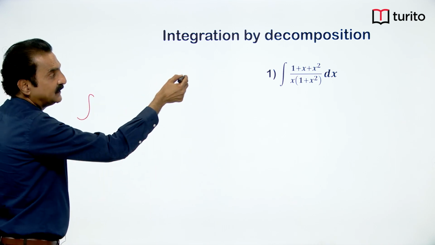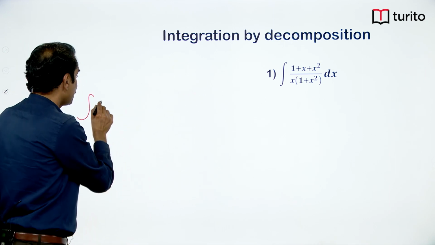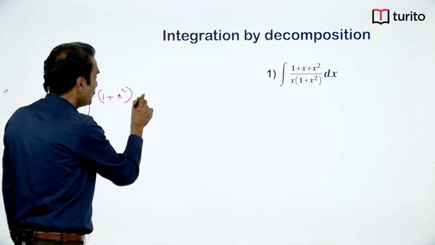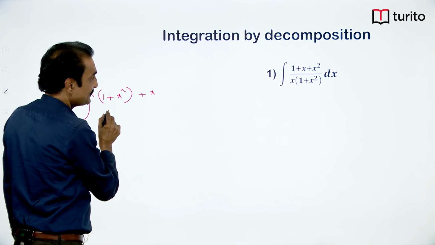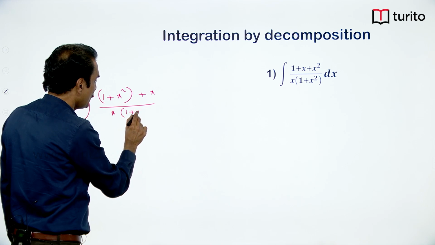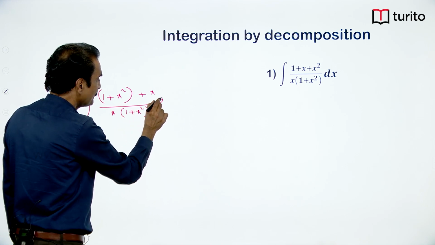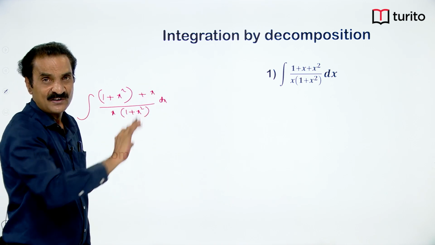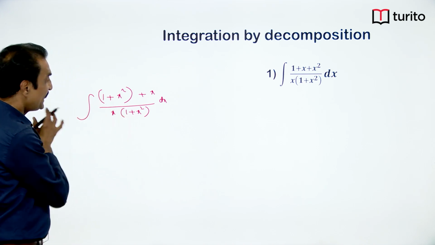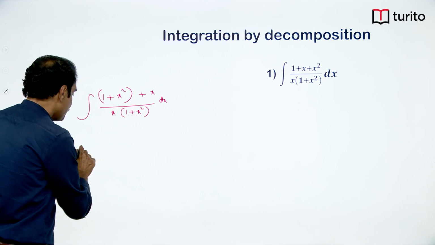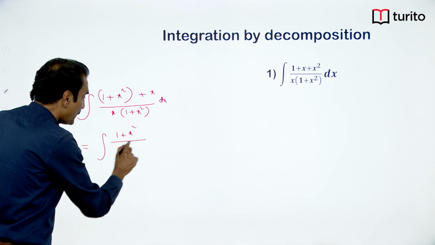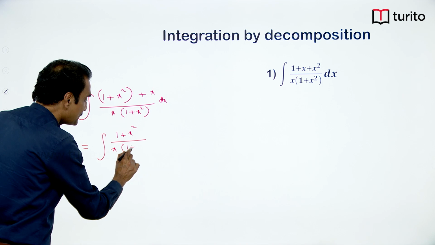Integral, let us write the numerator as 1 plus x square plus x, by x into 1 plus x square, denominator as it is. We have just rearranged the numerator. After rearrangement, if you separate the denominator, we get integral 1 plus x square by x into 1 plus x square.